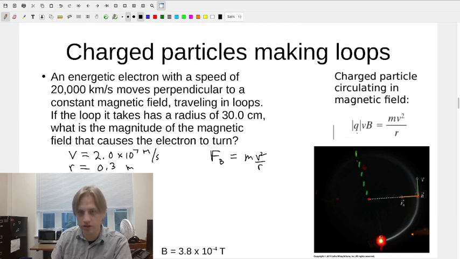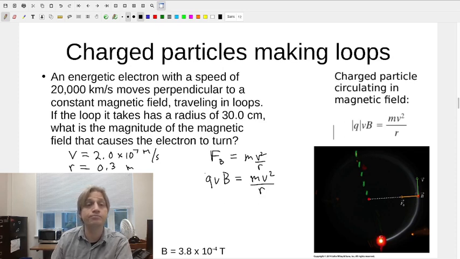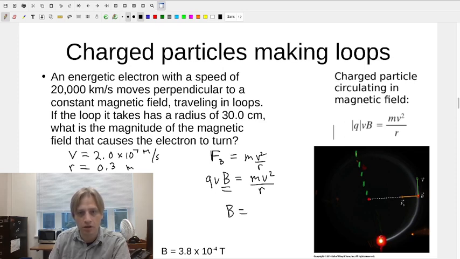So I will give you this equation on the test. I have given you that on your review sheet for this situation. Okay, so this is q times v times B equals mv squared over r. And it says, what is the magnitude of the magnetic field that causes the electron to turn? So then you just have to identify, what am I going to solve here? You're going to solve for B. So divide each side by v, it takes away one of the squares, divide each side by q, and I get mv over qr.